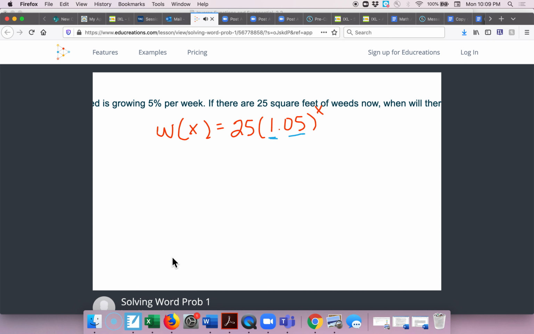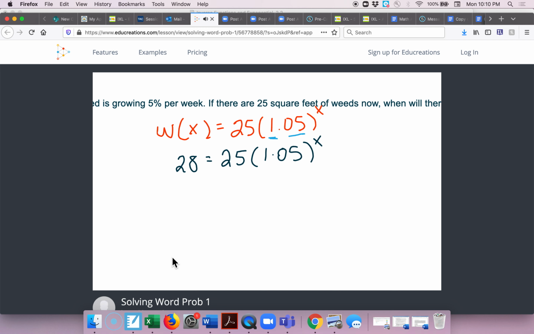But in this case, we know how many weeds we're going to have. We're going to have 28. So we want to figure out what the time is. x is the time. So here's the equation that we're going to solve. We want to know 28 equals 25 times 1.05 to the x power. And our goal is to solve for x.